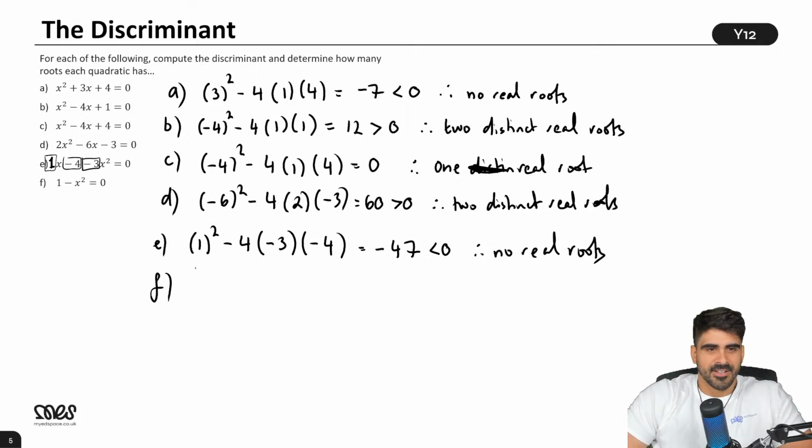What is this? So, b squared. Now, the interesting thing about this, guys, is there's no b term. There's no coefficient of x. There is no x, so b is 0. Minus 4. A, the coefficient of x squared, guys, is minus 1. And C is plus 1.